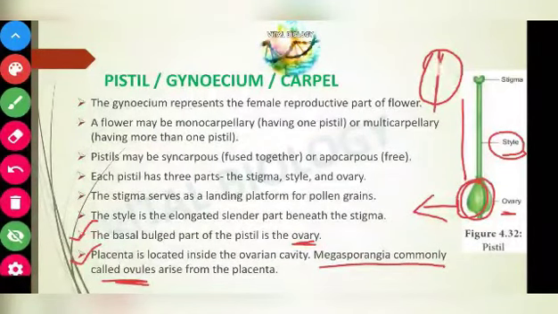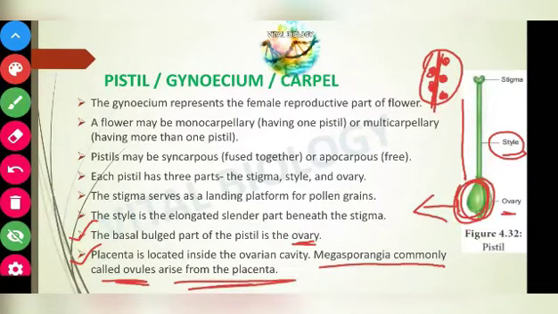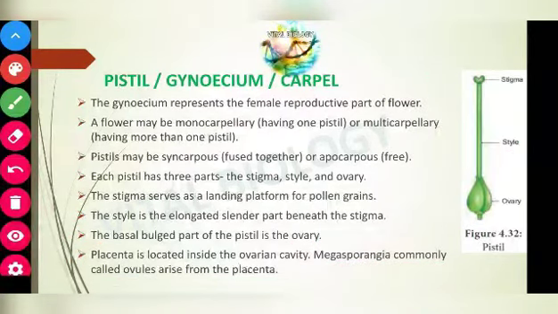Inside this there is the presence of ovules. In this way, these are called ovules, inside the ovary. They arise from the placenta. Because of the placenta, the ovule arises. In the next slide I'll show you which is the ovule. So that is all about this slide. Let's move on to the next slide.